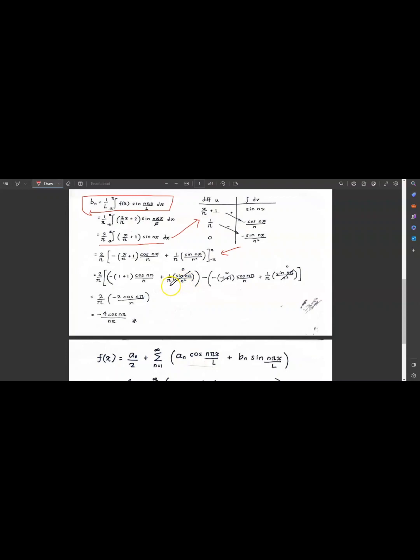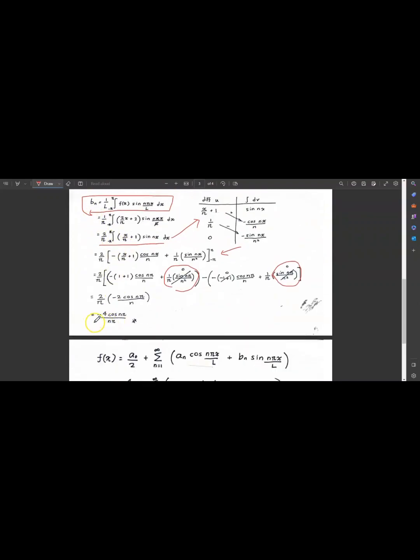To find bn, we use this formula and we solve it until here, and from here we need to use the tabular method, and from the tabular method we can get this one, and we can continue solving it. And here, noted that sine n pi is equal to 0, and that's why we can just cancel them. So the answer for bn will be negative 4 cos n pi over n pi.